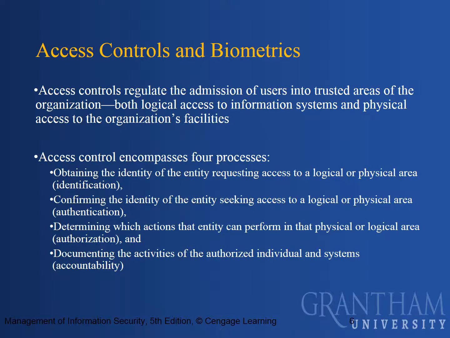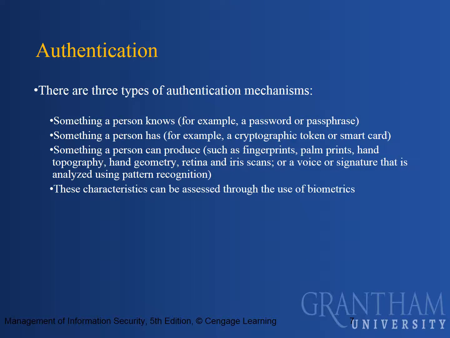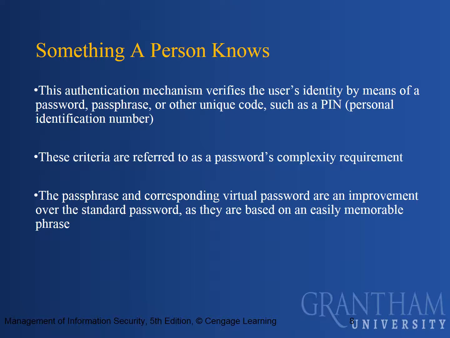A successful access control approach always incorporates all four of the processes listed. There are three types of authentication: something you know, something you have, and something you can produce. The current industry best practice is for all passwords to have a minimum length of 10 characters and contain at least one uppercase letter, one lowercase letter, one number, and one system acceptable special character, which of course requires the system to be case sensitive.